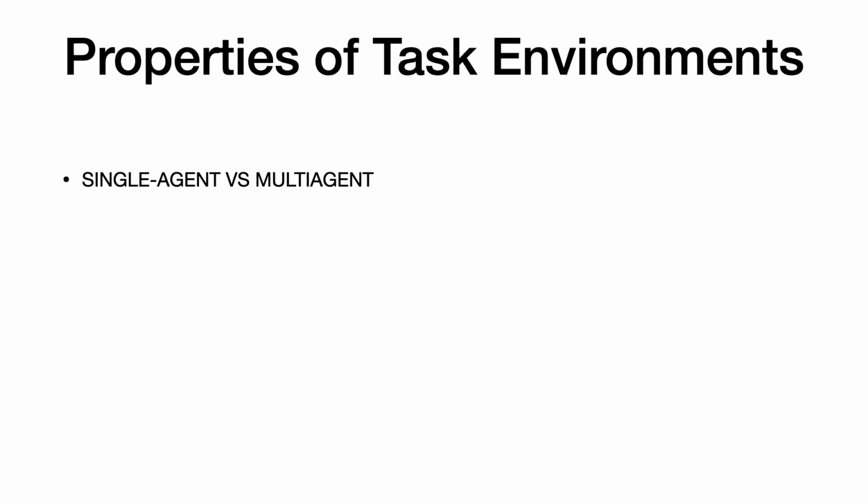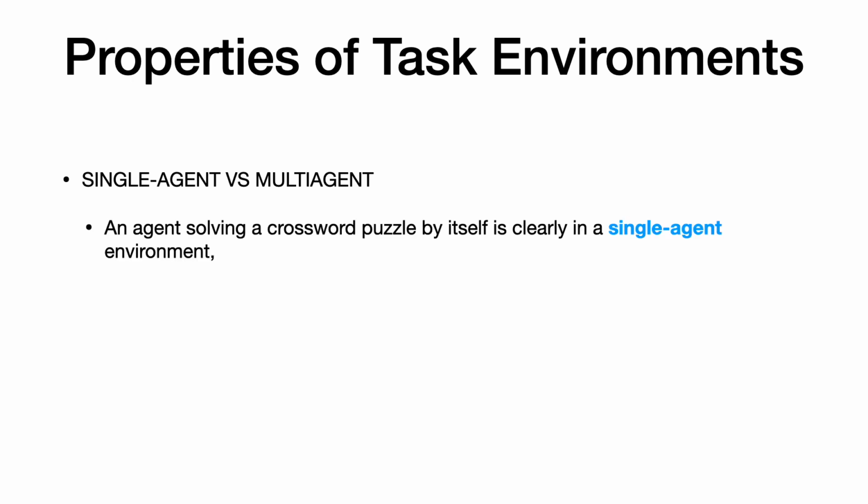The second property is single agent versus multi-agent, and this is very important to know because when we discuss various search algorithms, we have algorithms like adversarial search which are designed only for multi-agent, whereas all other algorithms like informed and uninformed search are designed for or applicable to the single agent case. So it's important to see what is a single agent and a multi-agent case.